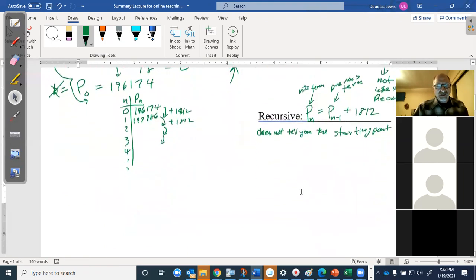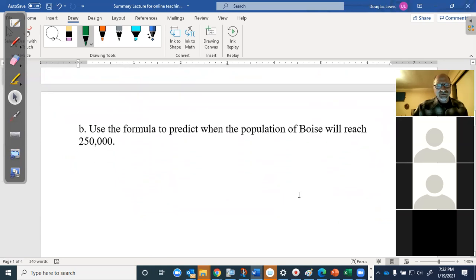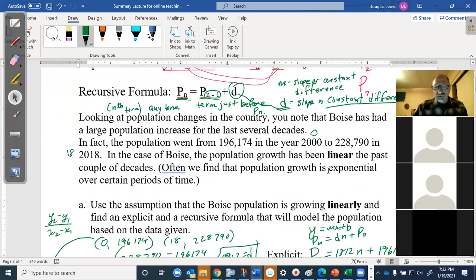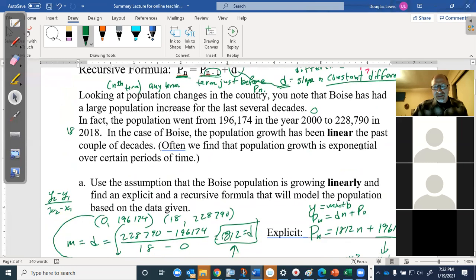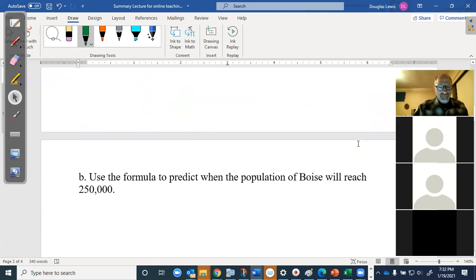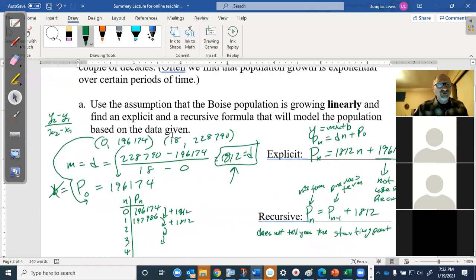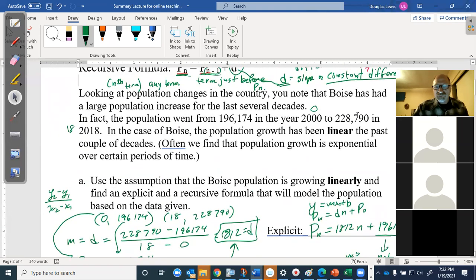So now let's take a look at how we could use that formula to predict when the population of Boise will reach 250,000. Now it's already, in the year 2018, it was 228,790. One thing we could do is just keep adding 1812 over and over again from 228,790. Add 1812, what does that give us? Add another 1812, and another, and that would be using a recursive process, right? If you kept adding 1812.